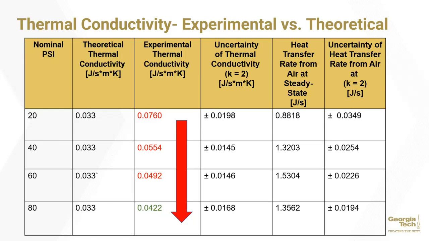We also have the heat transfer rate from the air at steady state. This generally increases with pressure. There's a slight jump at 60 psi, but the trend is there. And this can be accounted for by the increased heat transfer from the ambient air to the load when the temperatures are lower at those higher PSIs.